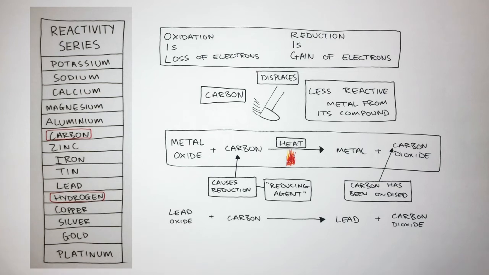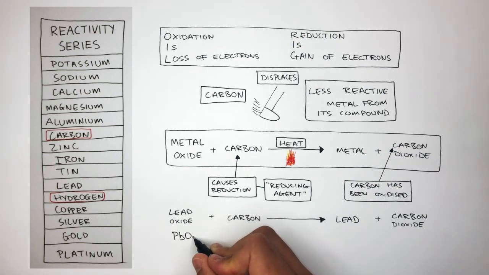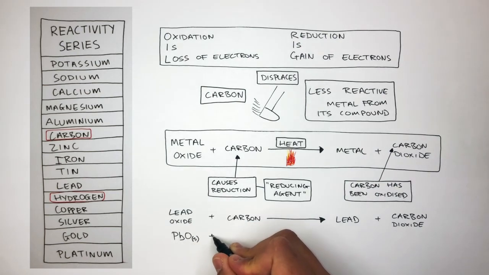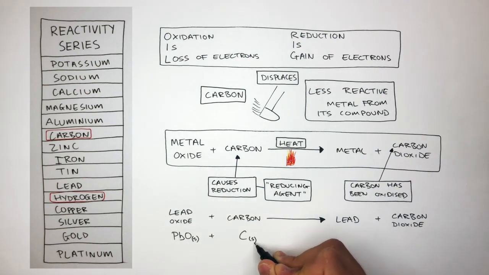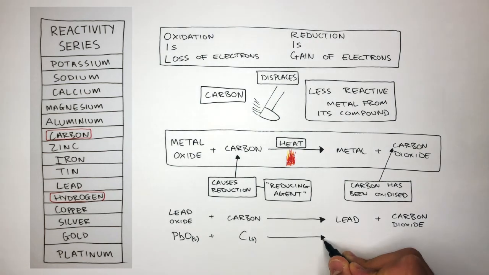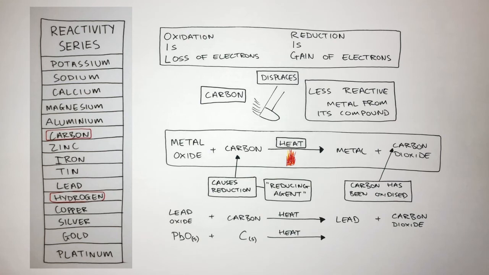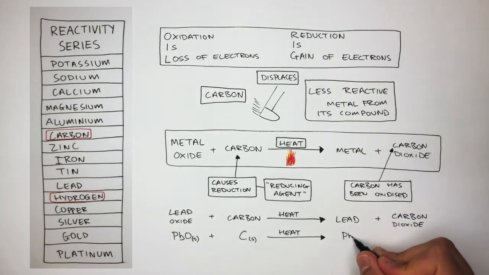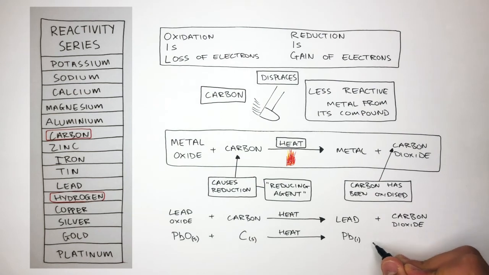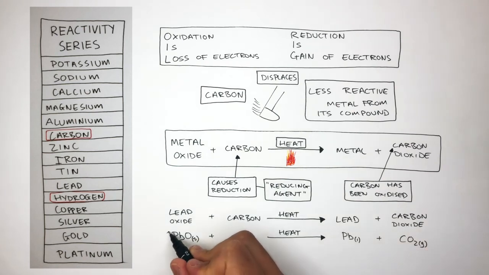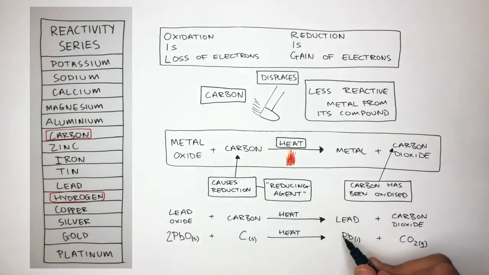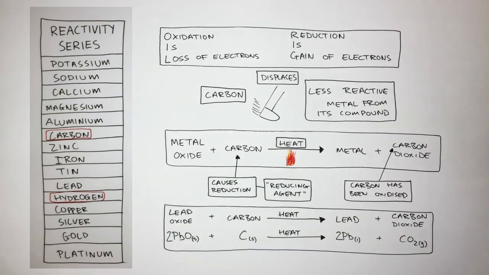The balanced symbol equation is PbO, (s) for solid, reacts with C, (s) for solid, reacts to form, and then we place heat above both arrows to show how heat is used in the chemical reaction. And the products are Pb, (l) for liquid, because it's a hot molten liquid, and CO2, (g) for gas. And then we put a big 2 in front of the PbO and the Pb, so we balance the symbol equation.